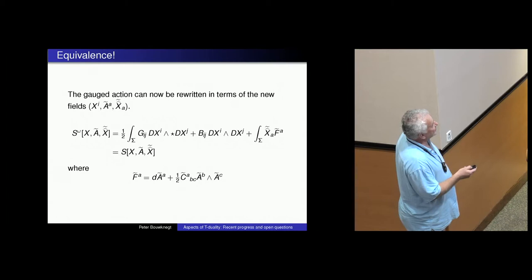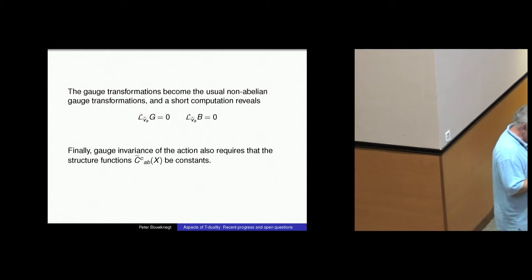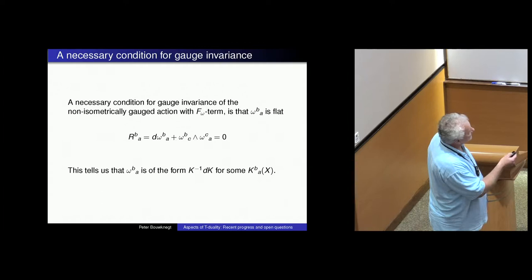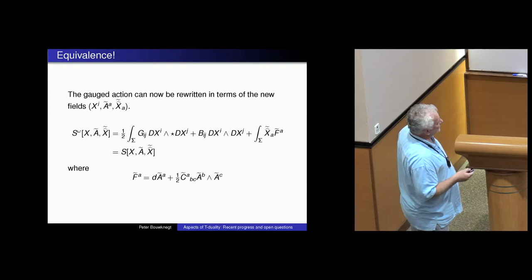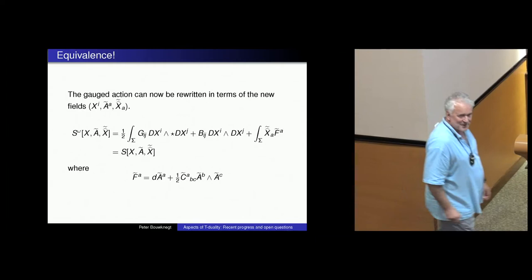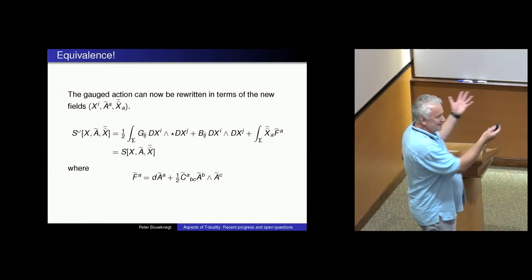It turns out that's not the only condition. So this condition of flatness of omega is not the only condition you need to get the additional term invariant. Once you've established that this is true, then the next step would be that C is actually constant. So you actually go back to the same situation you had before. You just have gauged with respect to the vector fields that form a Lie algebra, with structure constants, not structure functions.